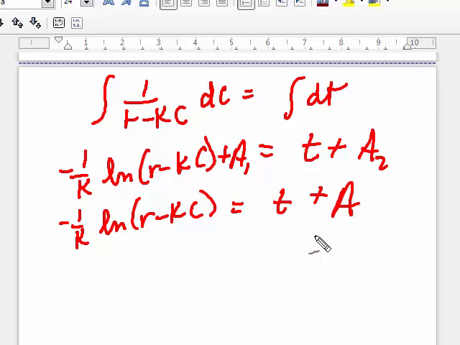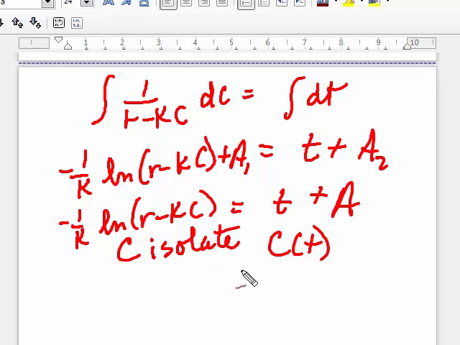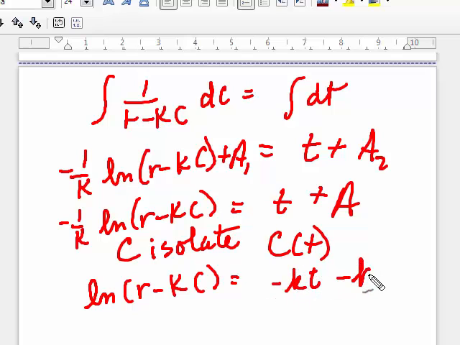Now the next step is to isolate c, but c is buried here in a logarithm. I'm going to isolate this because that will be my solution. That's going to be c as a function of time. So to do that, I'm going to use exponentiation. First, I will make this only be the natural log, so I'll put the minus 1 over k to the other side. So I'm going to write natural log of r minus kc equals negative kt minus ka, and just leave it like that for a minute.